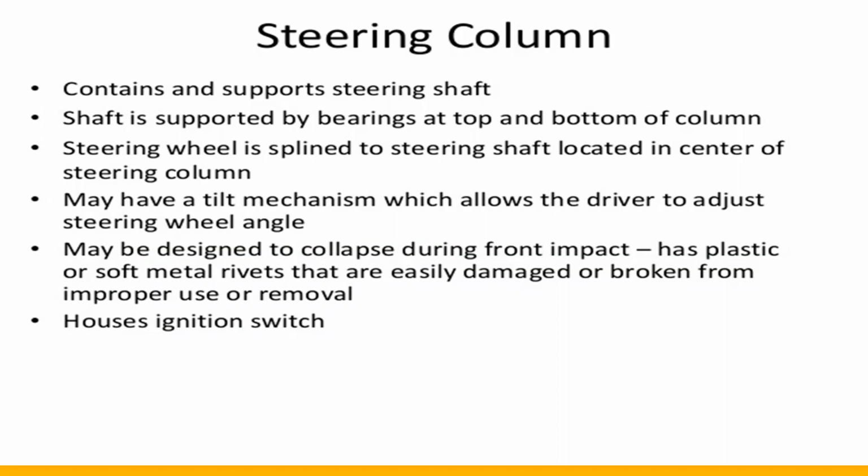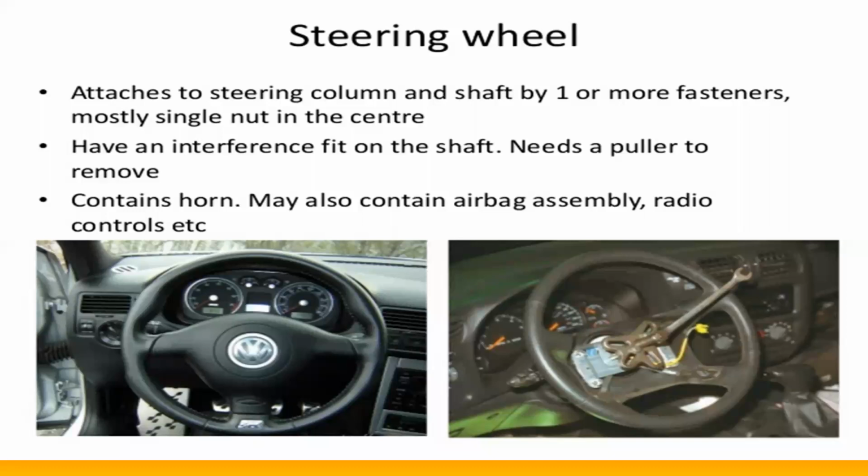The steering wheel is placed on the steering shaft located in the center of the steering column. You can observe this steering system. The steering shaft is located in the center of this steering system. So the nut is placed in the steering system. The nut is used to join the steering shaft and steering wheel. So the nut is fixed in the center of the steering wheel.